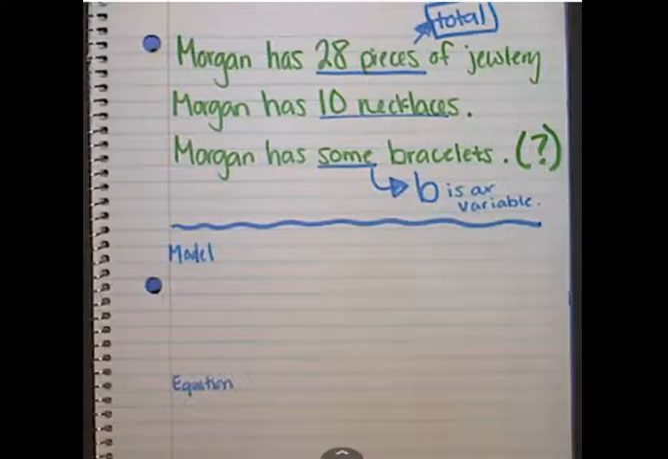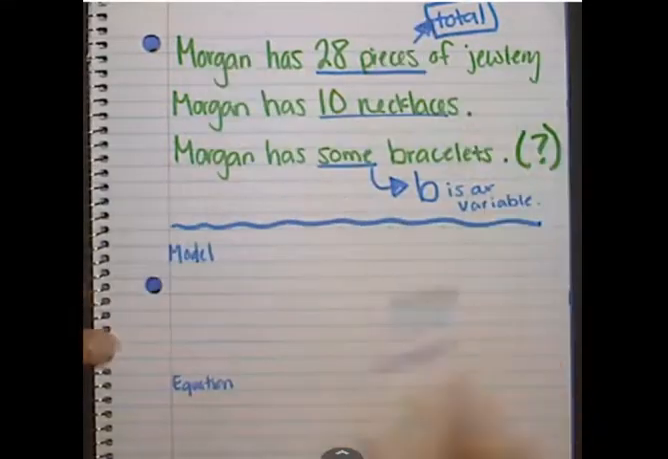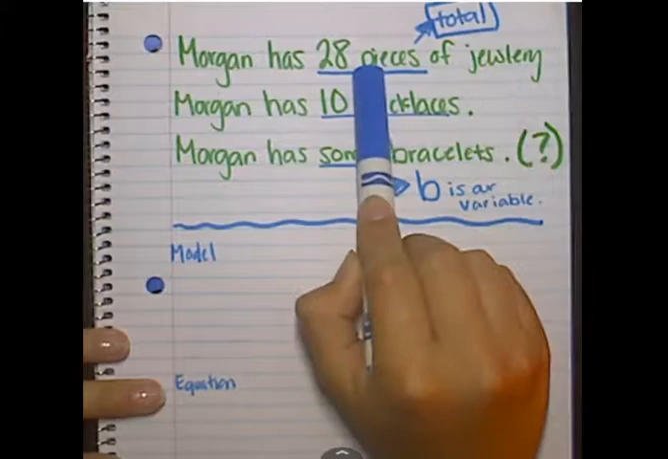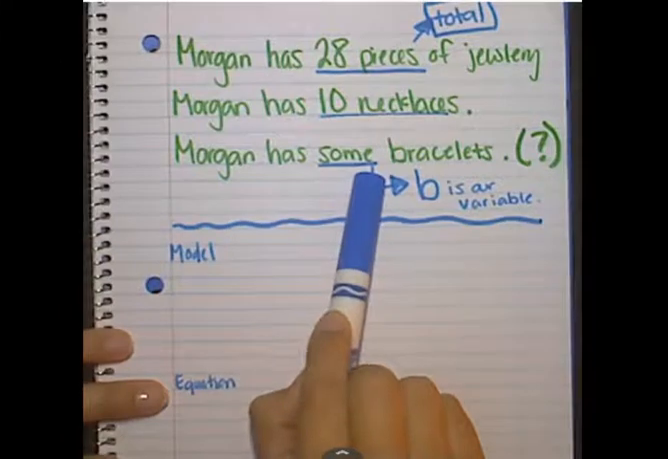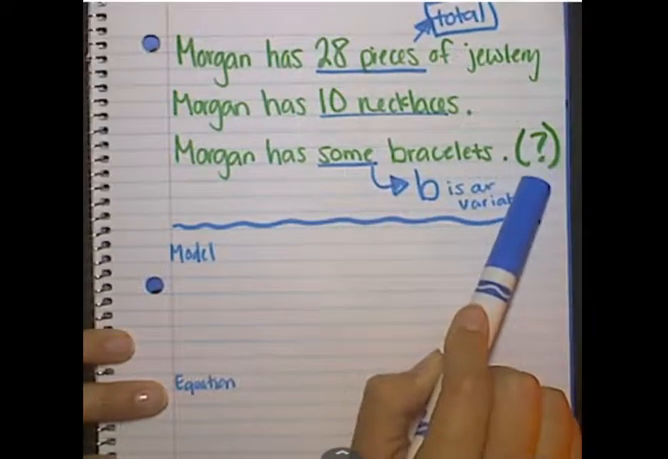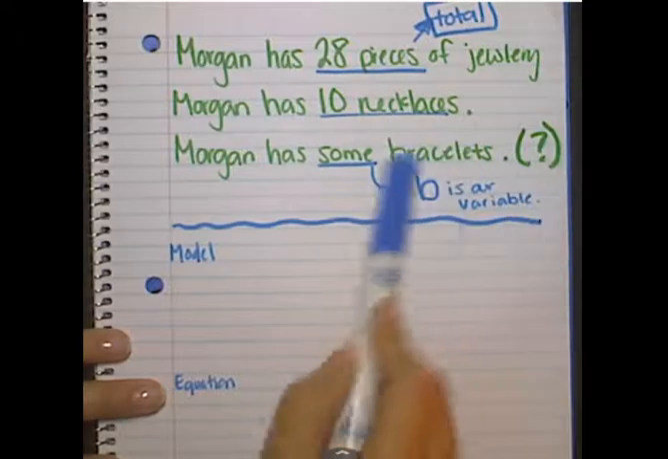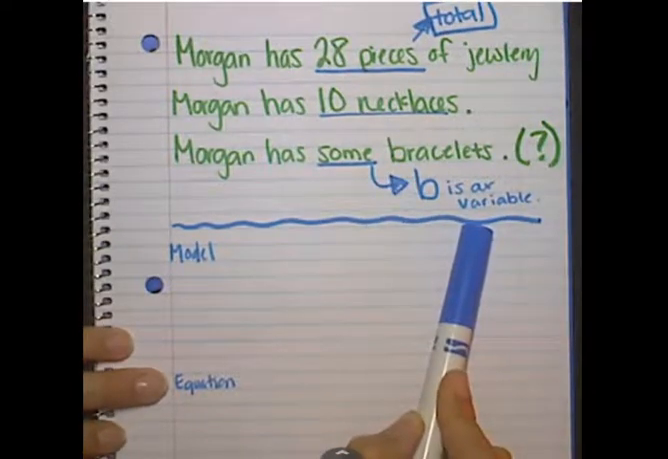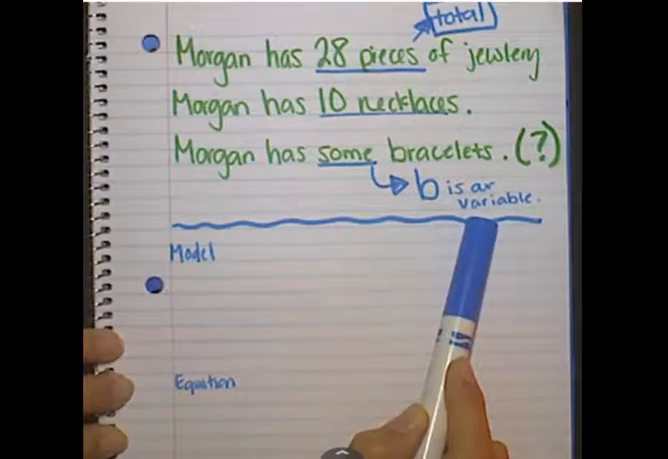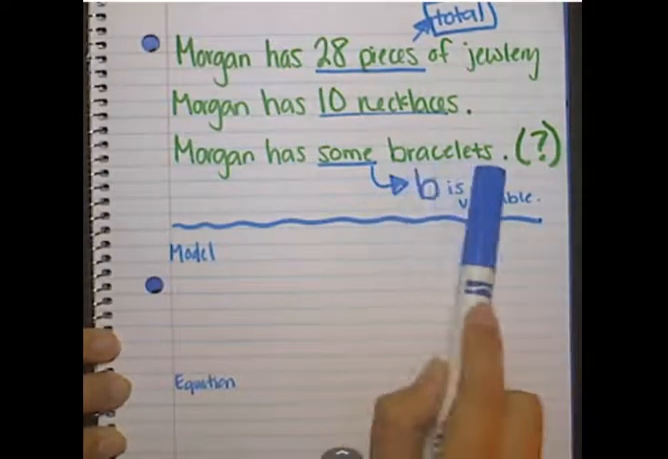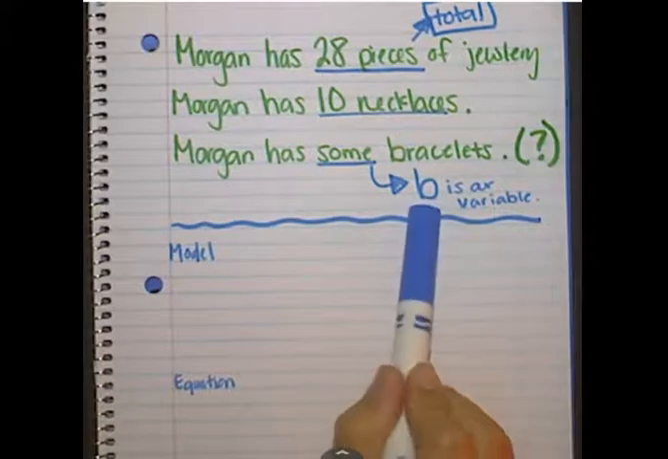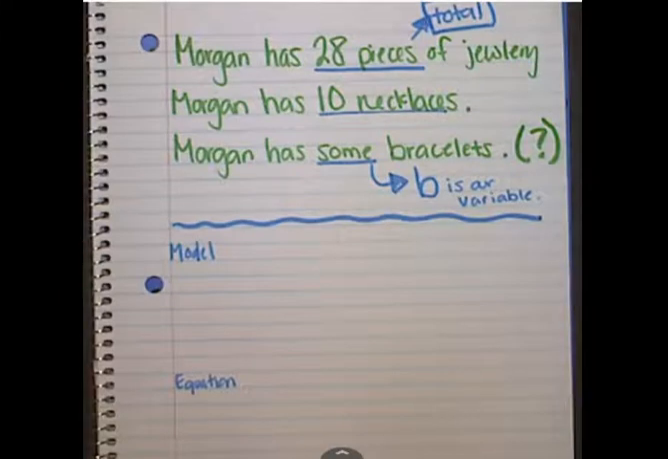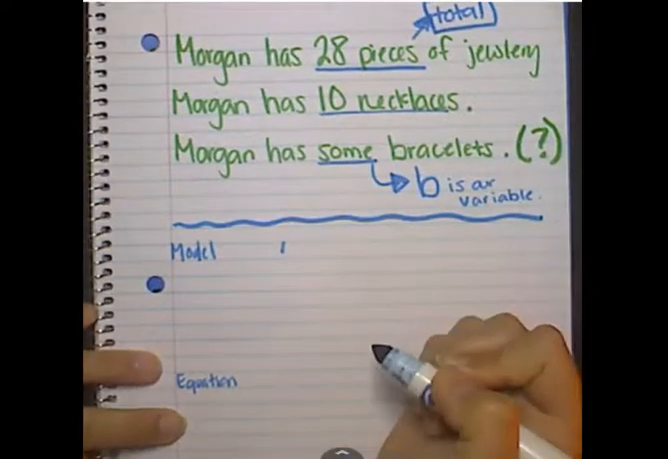I've gone ahead and written down all the important information that we figured out from our problem. We know the total is 28 pieces of jewelry. Morgan has 10 necklaces, and Morgan has some bracelets, and that's what we're trying to figure out. I'm going to say that B is going to be our variable, or the letter we're going to use in our equation, because we are looking for the bracelets. I could have used X, Y, Z, anything, but I chose B because we're looking for bracelets. So let's go ahead and try to figure out our model.